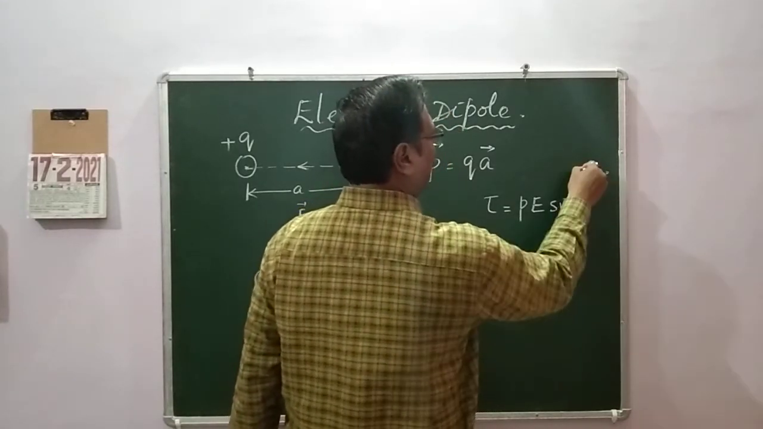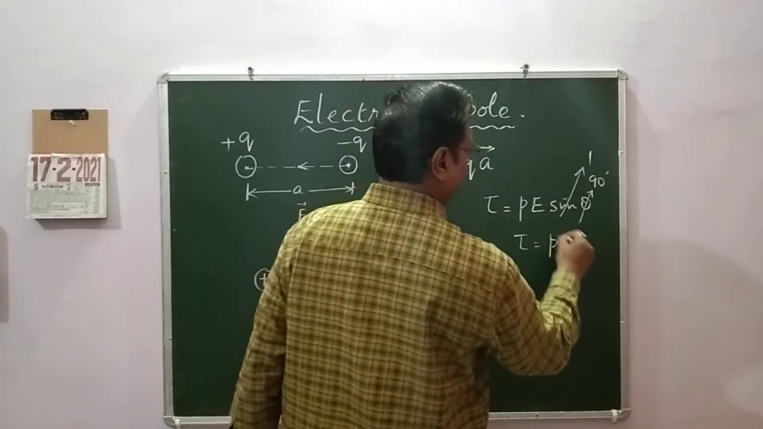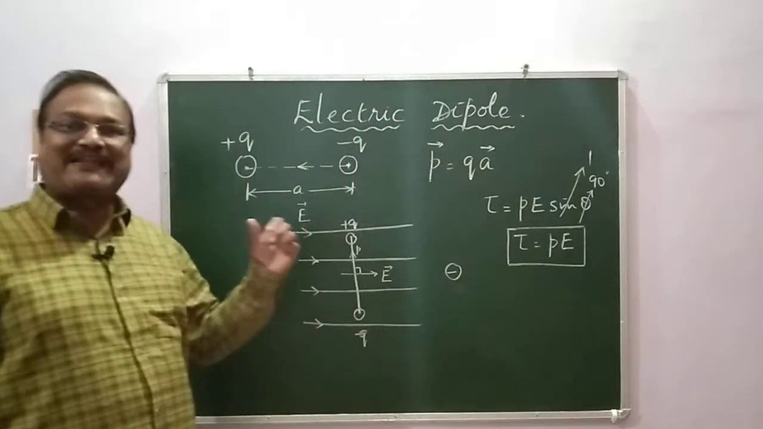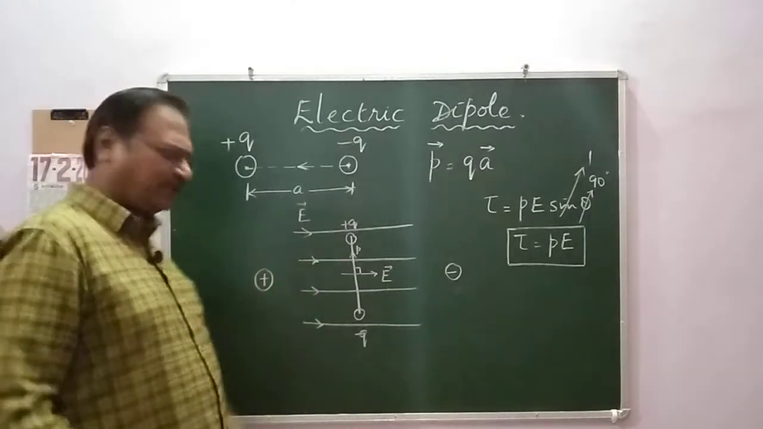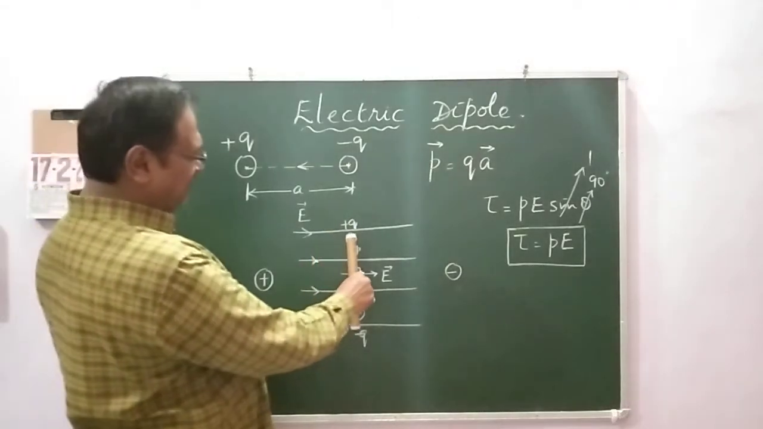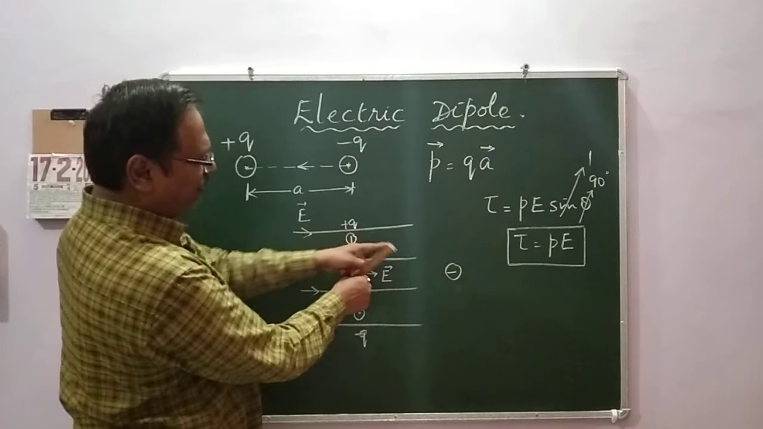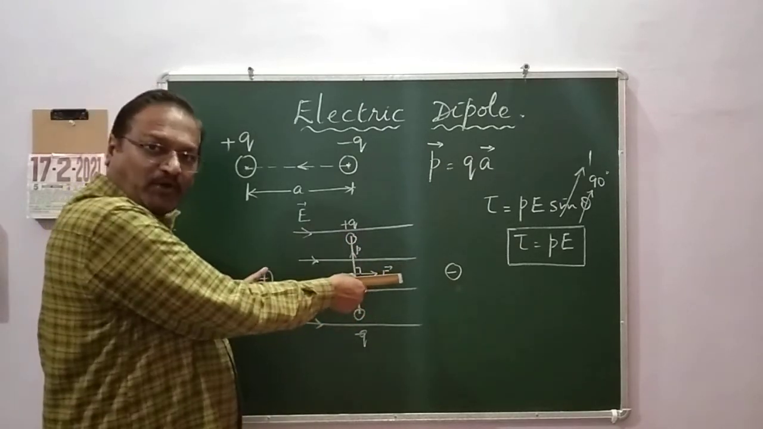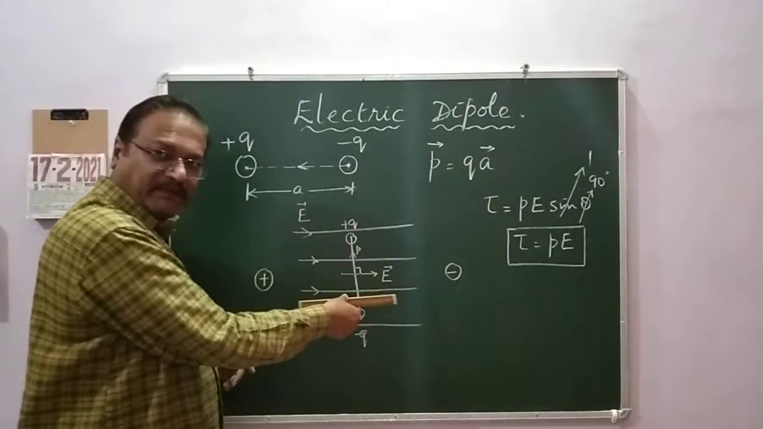Sin 90 is equal to 1. So, tau is equal to PE. That means the torque in this position is the maximum. What do you mean by torque actually? That is the rotatory motion. This is the dipole, positive, negative. The negative will turn towards the positive, and the positive towards the negative. So a rotatory motion is being set up.